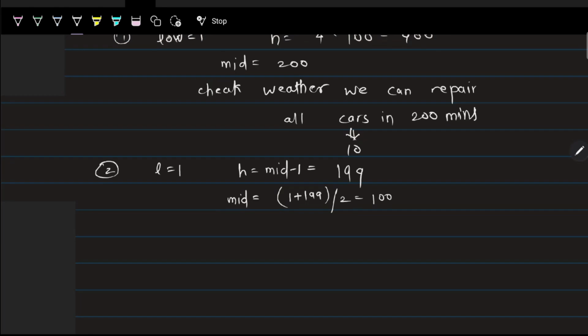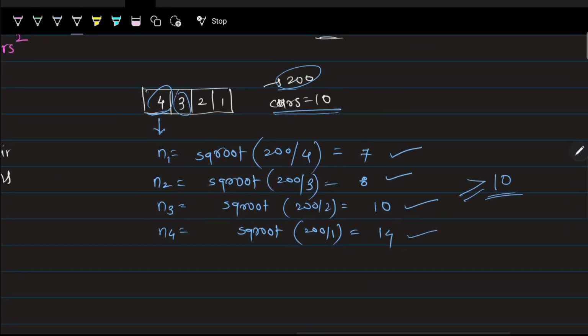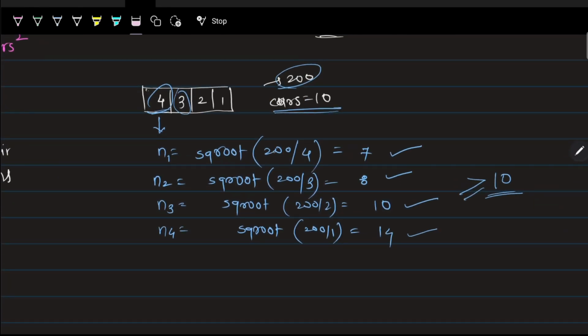Now my question is: check again, same thing, whether we can repair all cars in now not 200, but in 100 minutes. Can we do that? This is our goal. Same again, we will come here and instead of this 200, now our goal is, can we repair in 100 minutes? So I will just put here 100, here 100, here 100. Make sense? And now these values would change again.